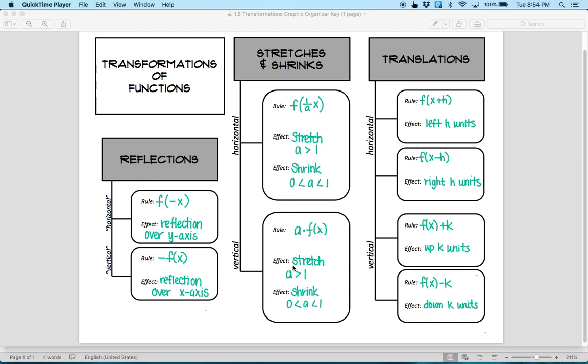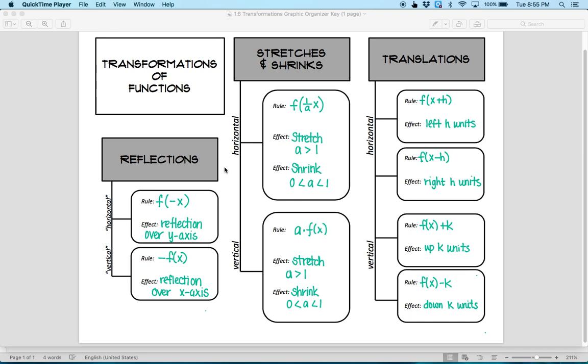So I sent you this, and this is a summary of the different transformations that you can do. You're either gonna have a reflection, which always comes from a negative. You're gonna have a stretch or a shrink, which is going to be multiplying by some number. And then you can have translations, which is going to be adding or subtracting some number.